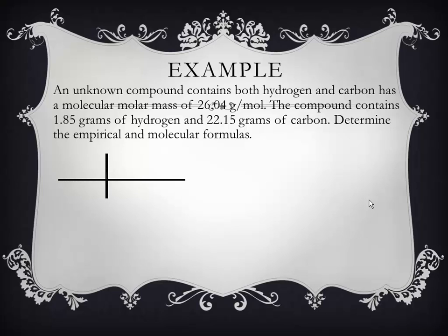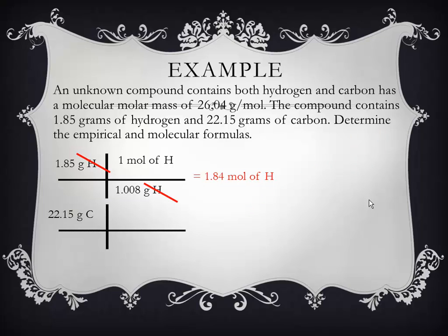We have the grams, we gotta get to moles. So 1.85 grams of hydrogen, divided by the molar mass of hydrogen, and you get 1.84 moles of hydrogen. Carbon, 22.15 grams of carbon, divided by 12 grams of carbon.